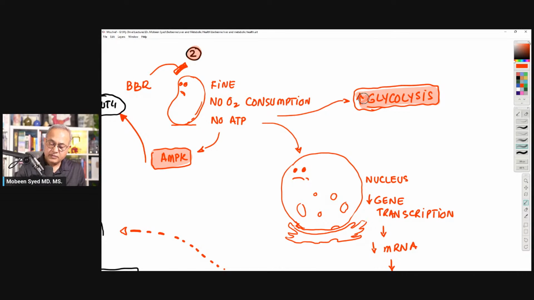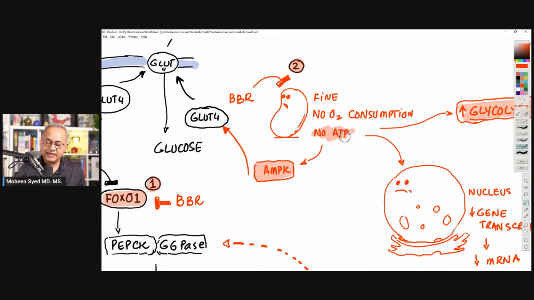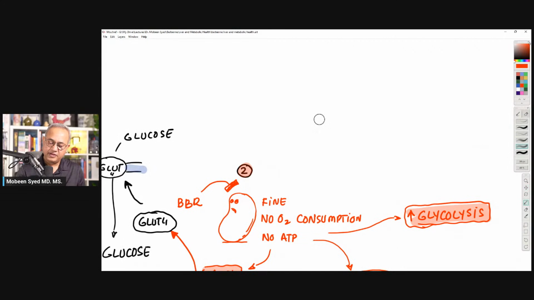So glycolysis is one. Second, because ATP is less, guess what will increase? AMP. What does that mean? Look, we have adenosine. Let's say this is a little molecule of adenosine, whichever way you want to pronounce it, or whichever way is the right pronunciation. So here is adenosine.